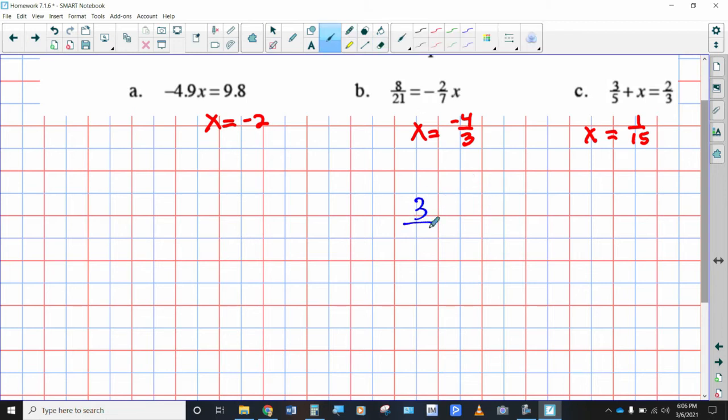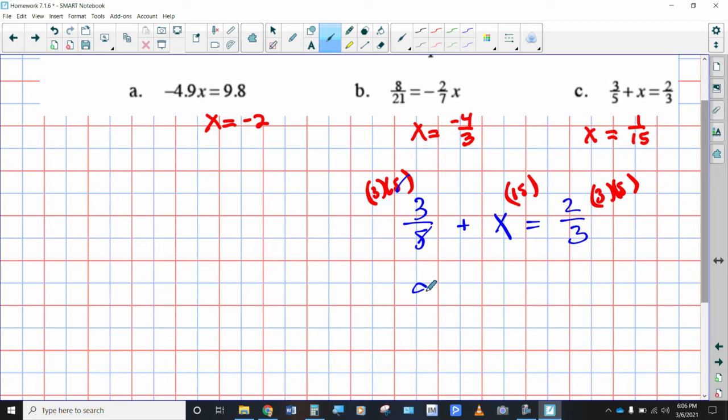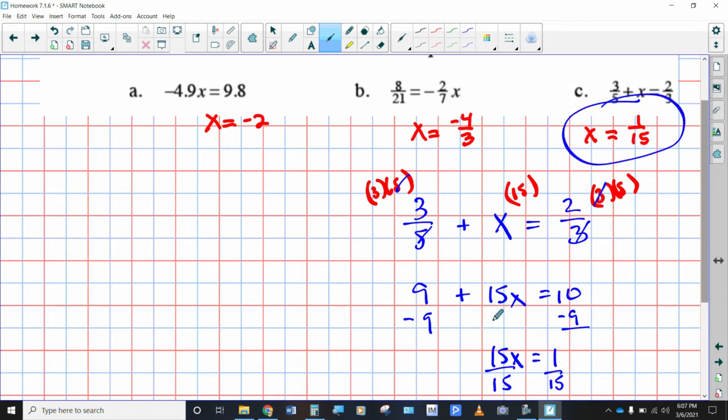Let me just copy down the whole thing. 3/5 plus x equals 2/3. So I'm going to multiply this times 3 times 5. I'm going to multiply this times 15. I'm going to multiply this times 3 times 5. And what do we get here? The 5s cancel out. Oh, that was supposed to be a 9, not a 15. This is going to be 15x, and this cancels out the 3, and that gives you a 10. So when you subtract 9 from each side, you get 15x is equal to 1, and then x isn't equal to 15, x is equal to 1/15.